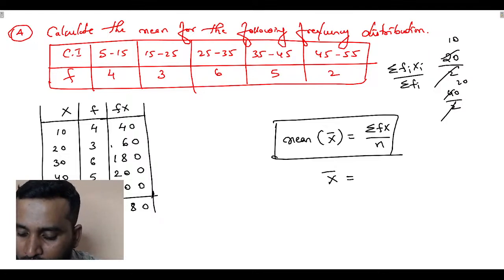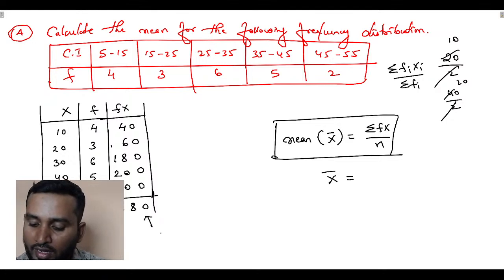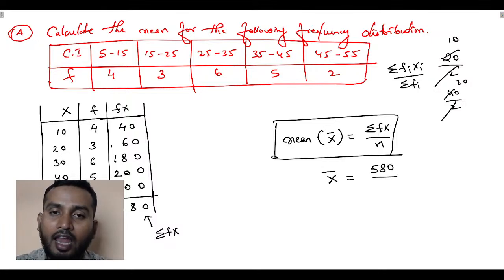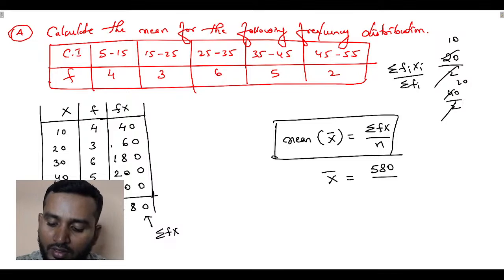So, what is the final answer? That is 580. What is this 580? This 580 is sigma fx. So, the value of sigma fx is 580 divided by n. N means add all the values of f. 4 plus 3 is 7, 7 plus 6 is 13, 13 plus 2 is 15, 15 plus 5 is 20.